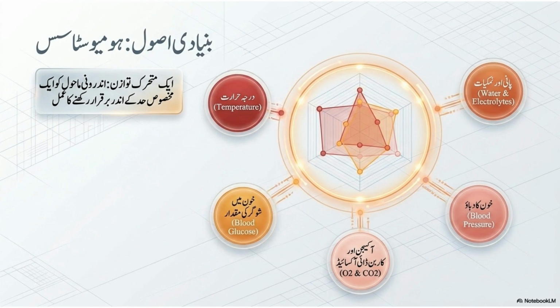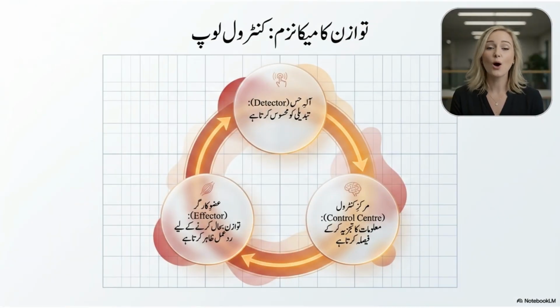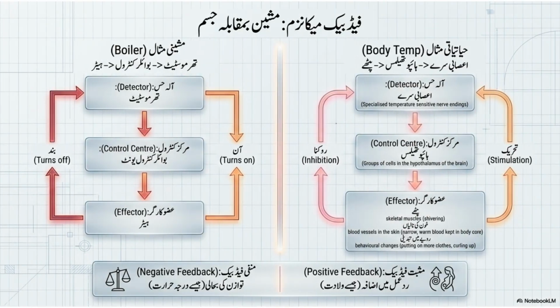Homeostasis is the fundamental principle of life. It acts as a dynamic balance, maintaining our internal environment within specific limits, such as temperature, blood glucose, and pressure. To maintain this balance, the body uses a control loop mechanism involving a detector that senses change, a control center to analyze data, and an effector to restore balance. Feedback mechanisms maintain homeostasis. Negative feedback works to restore balance, while positive feedback acts to amplify a process.